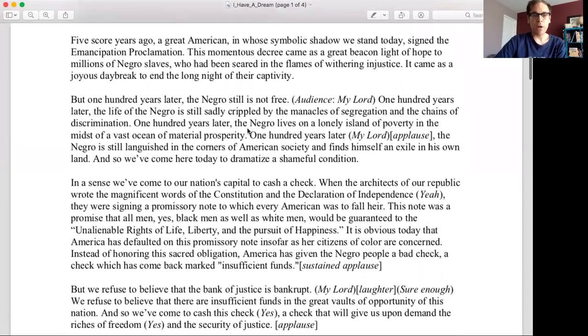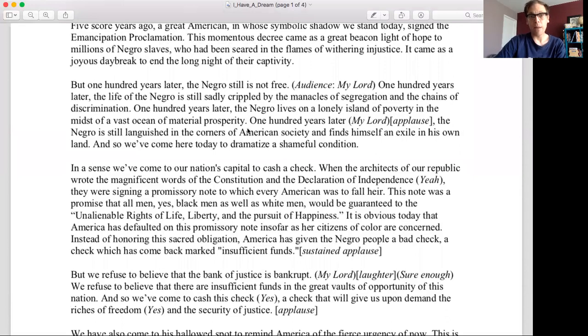And then in the last paragraph, and this is the paragraph that you'll be looking at most closely, the last paragraph, I should say, that you're going to read, obviously not the last paragraph in the speech.